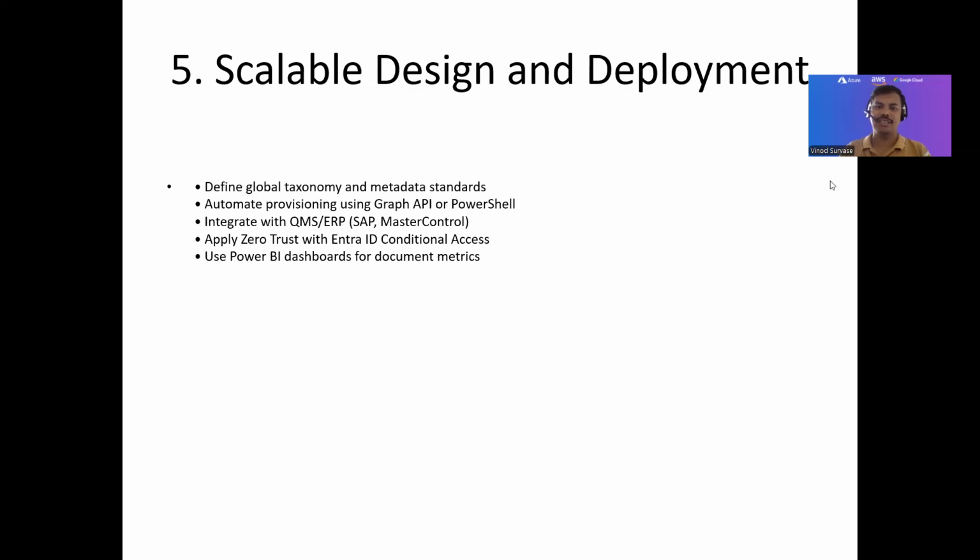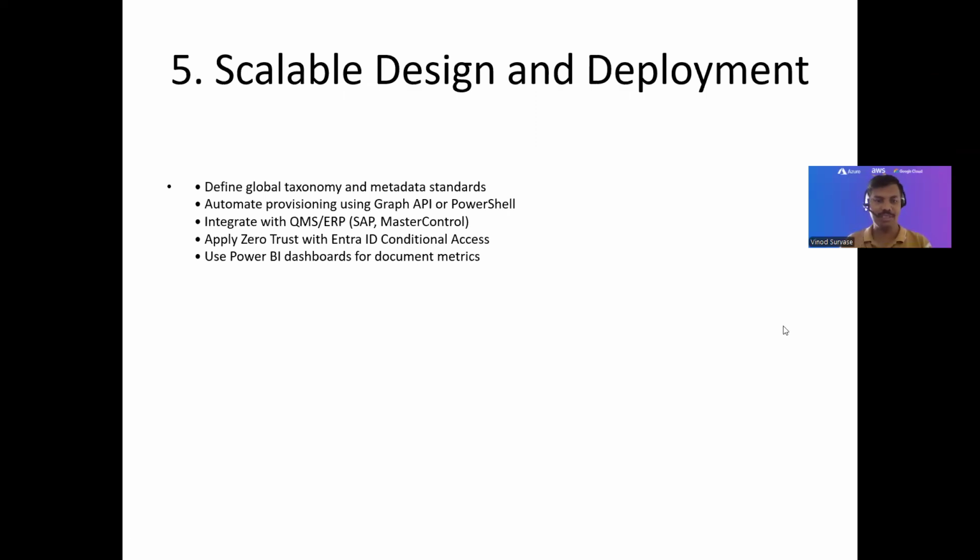Now, the next is scalable design and deployments. That means defining global taxonomy and metadata standards for the whole organization when the organization is operating across geolocations, be it multiple countries, locations, or regions, and they have to follow different regulatory compliance and security standards for the data to be utilized, shared, accessed, and everything together, right?